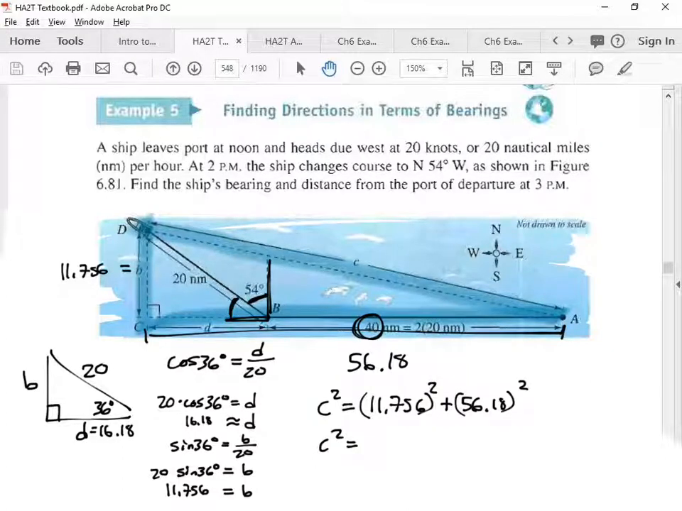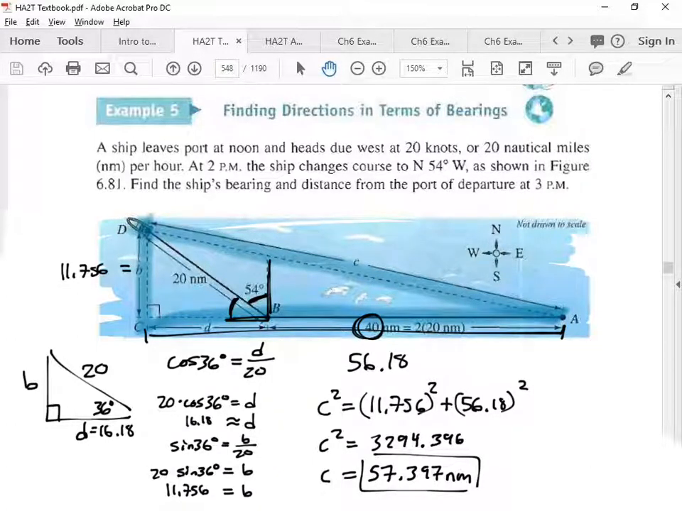What do you guys get for C squared? Can you tell me? This is what we get for C squared. Now, what about C? Can you square root that, please? This is what you get after you square root both sides. Don't forget to round that 6 up to the 7. So this is nautical miles? That's your distance.